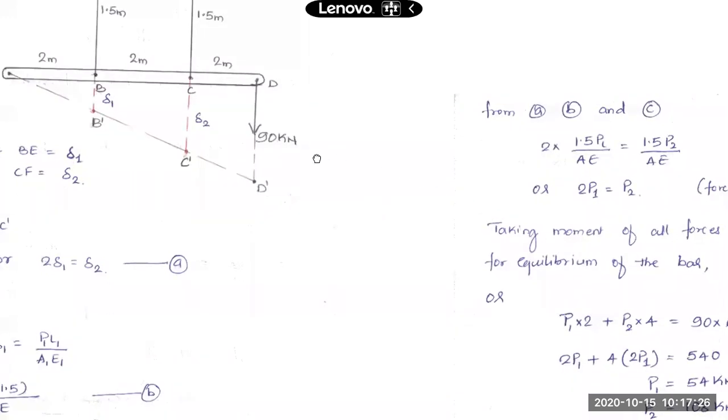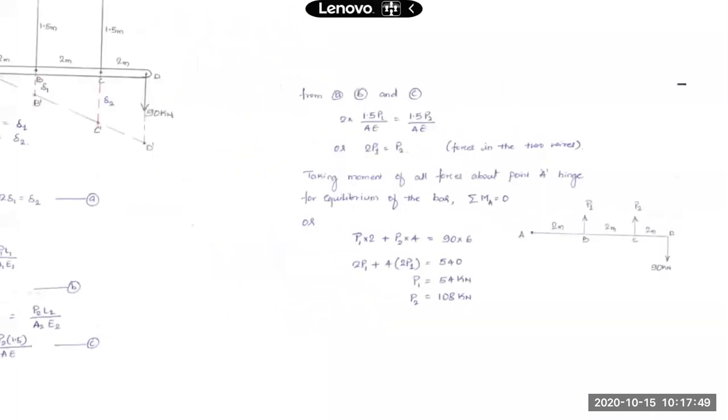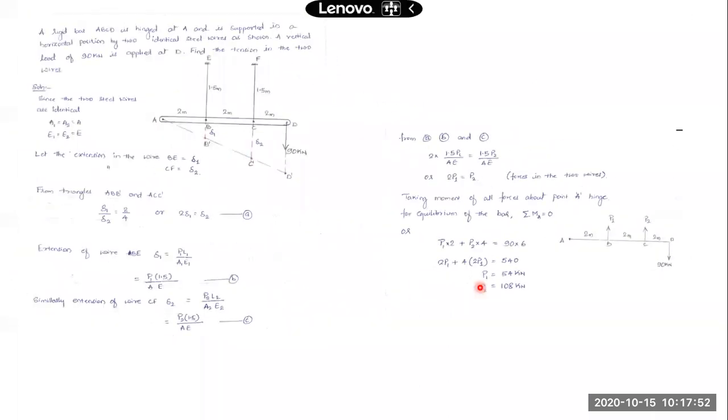Now we considered the moment equilibrium. We took moment of all the forces acting on this rod ABCD about point A and equated them to 0. We did that, and what we got is the P1 and P2 values, the force in wire 1 and force in wire 2. So these are the values. Are you getting the same values? Any difference in values? Do you have any other values than this? Let me know.